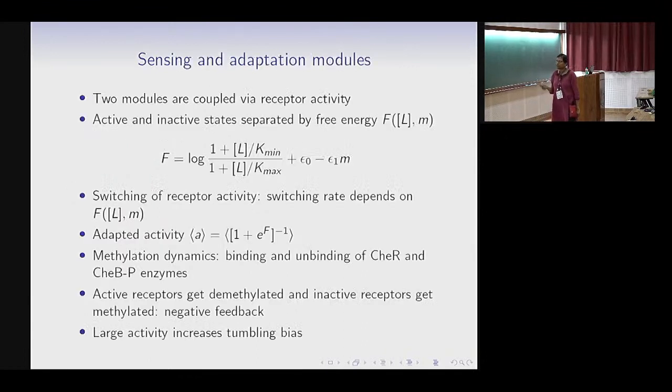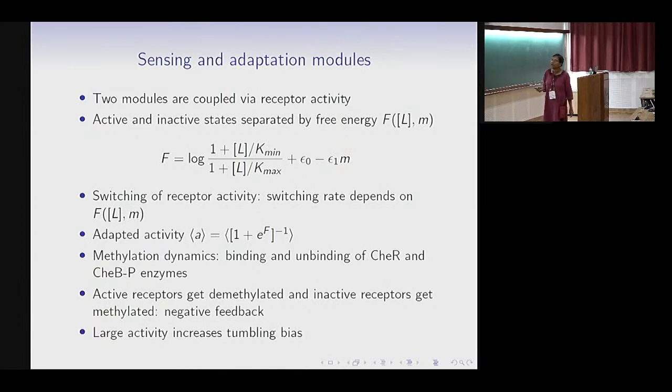So this is a little more quantitative description of the previous network. As it is clear to you by now, the two modules, sensing and adaptation, are coupled via the receptor activity. And for the active and inactive states of the receptor, people have been able to write down the free energy difference between the two states. This is a function of the ligand concentration and methylation. So this is the form of the free energy. And these are all constants, which can be experimentally determined.